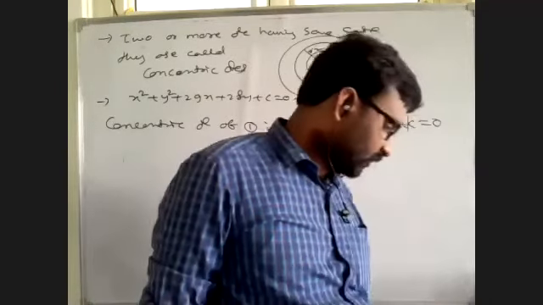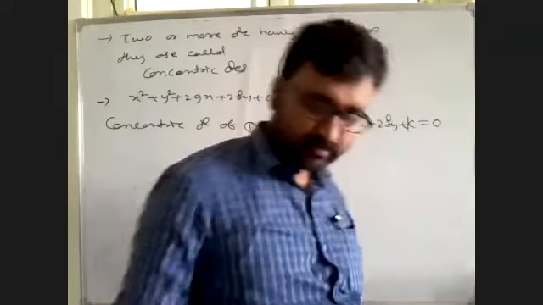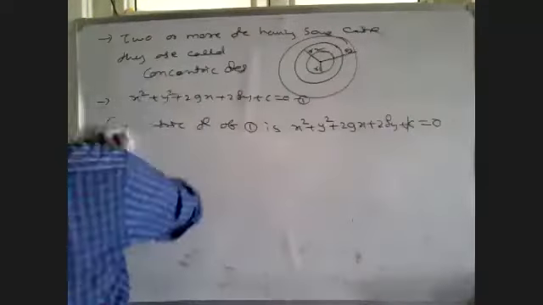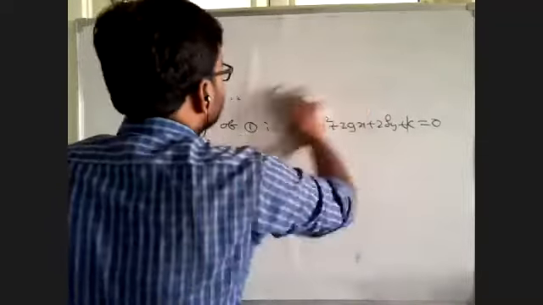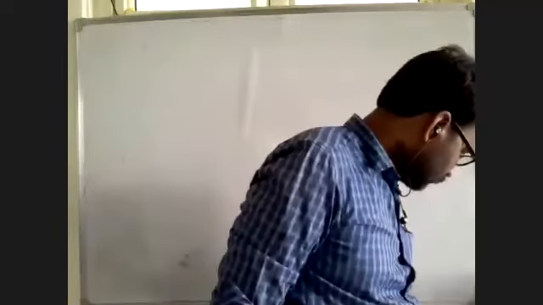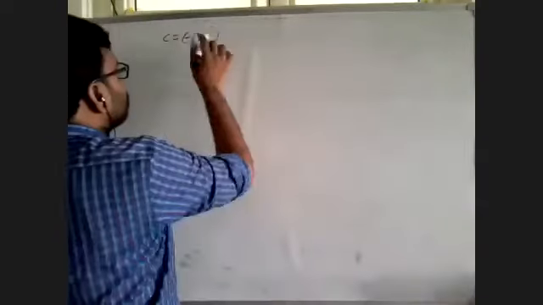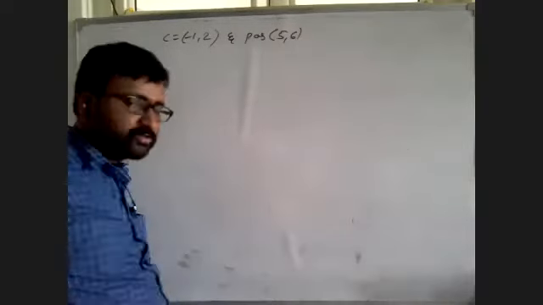Okay, now one question I will tell you. Very easy. Find the equation of the circle whose center is minus 1 comma 2, and passing through the point 5 comma 6. Center is given.